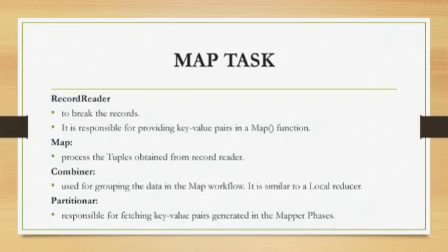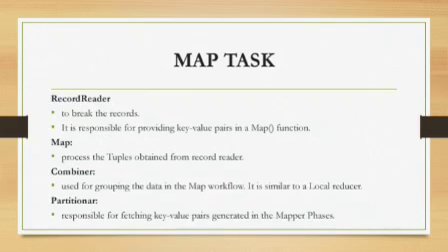Okay, what is partitioner? Partitioner is responsible for fetching key value pairs generated in the mapper phase. The partitioner generates the shards corresponding to each reducer. The hash code of each key is also fetched by this partitioner. The partitioner performs its hash code modulo with the number of reducers.